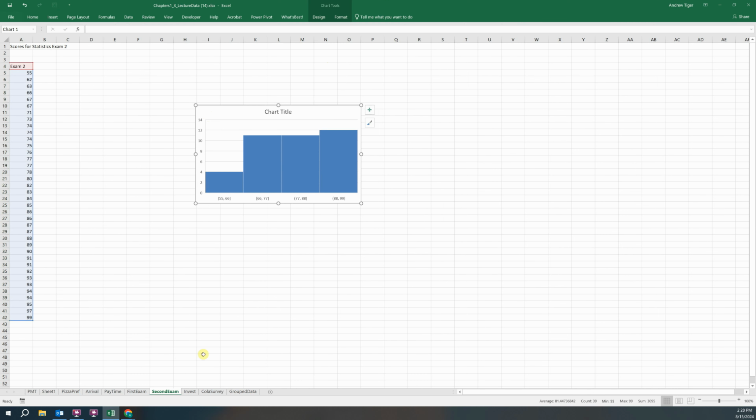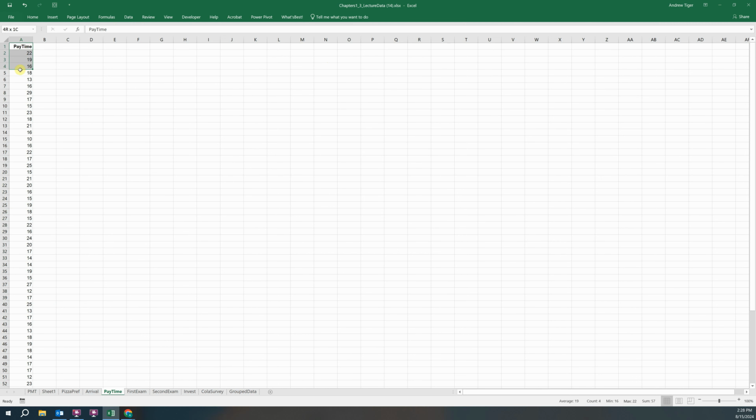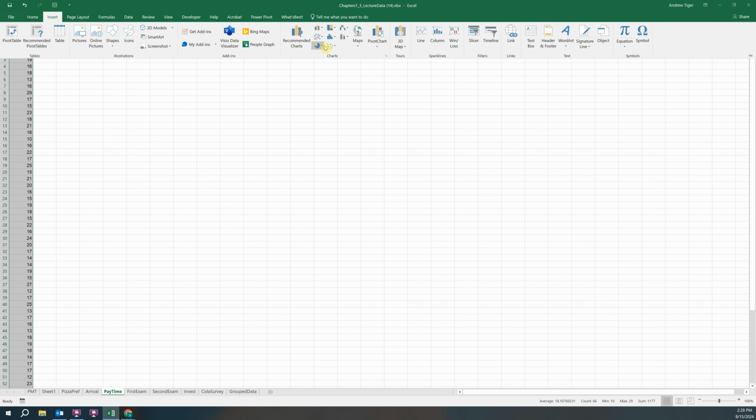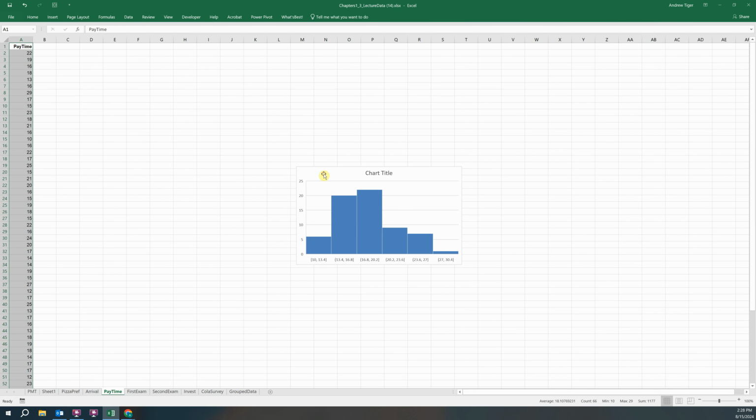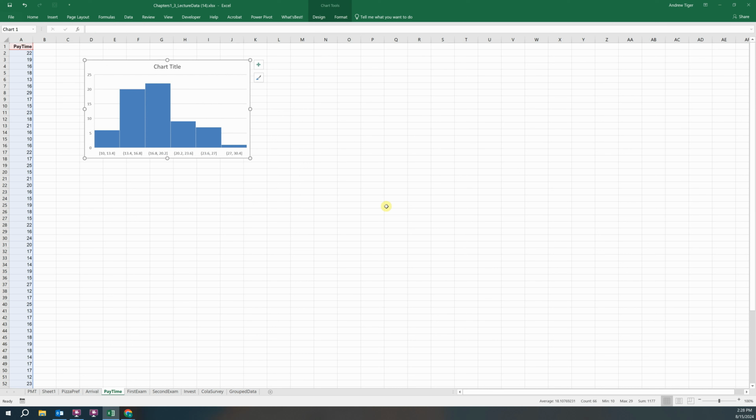So there's another one. If I go to this pay time, which again is quantitative data, it's numbers, highlight everything up at the top, build a histogram like that. So what we see is that most of the pay times were between 6.8 and 20.2. That's what happened most often. And then we had as little as 10 and as much as 30 days to pay.